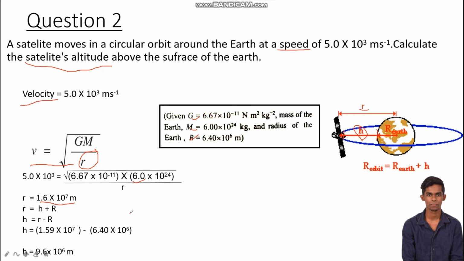Referring to the diagram, r equals h plus R, where the capital R is equal to the radius of the Earth. So h, which is the satellite's altitude, equals r minus capital R. So r, which is 1.59 times 10 power of 7, should be subtracted by the radius of the Earth, which is 6.4 times 10 power of 6 meters. You will get the satellite's altitude, h, equals 9.6 times 10 power of 6 meters.